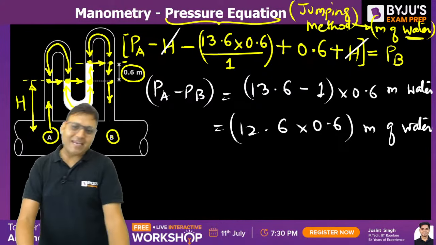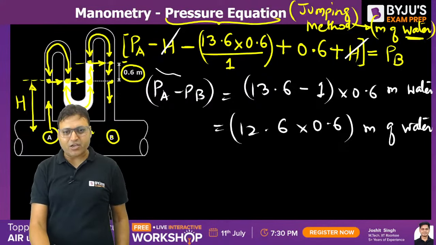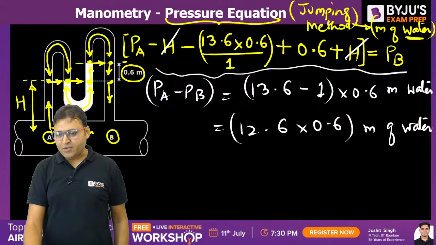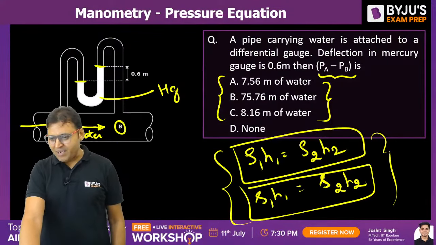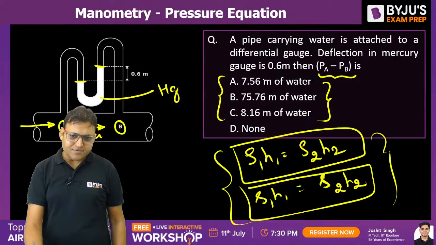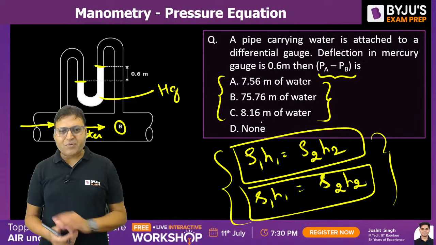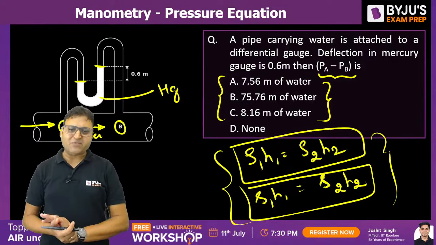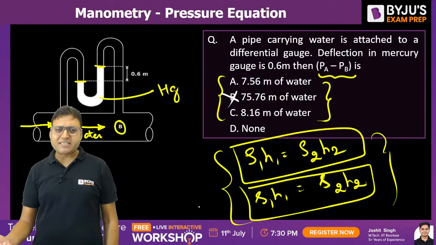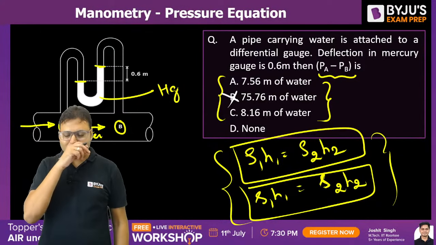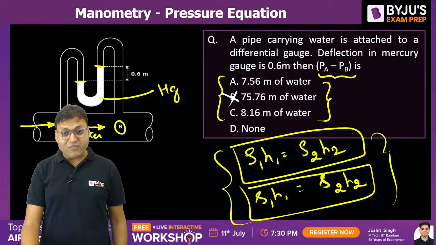And if you have any doubt in writing the pressure equation, you can just let me know through the comment section. So what is the correct answer? Give me the answer quickly. Let me know the answer. Is it 7.56 meter of water or 75.7? It cannot be 75.76 because 12.6 into 0.6, it will be less than 12.6. Is it 8.16 meter of water or not?